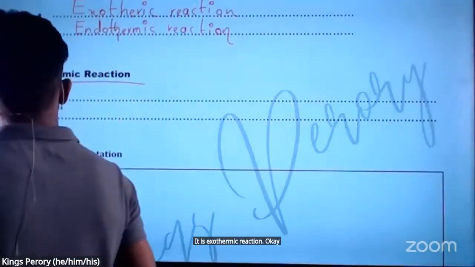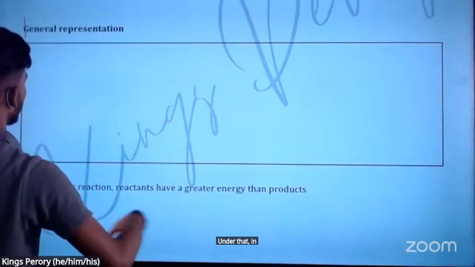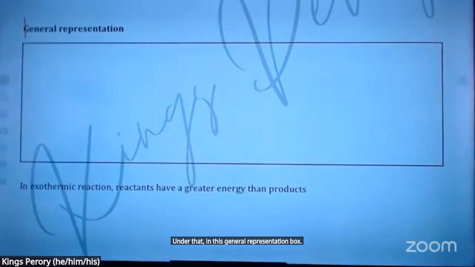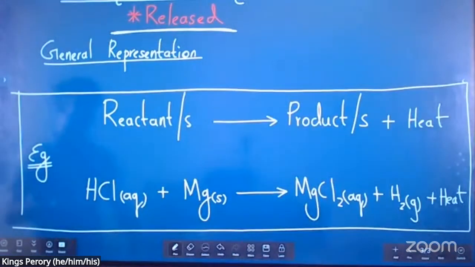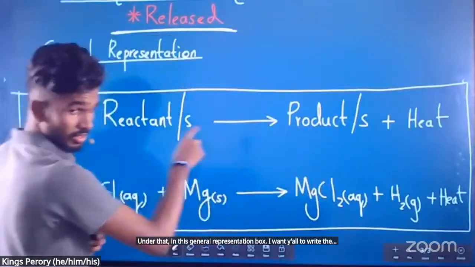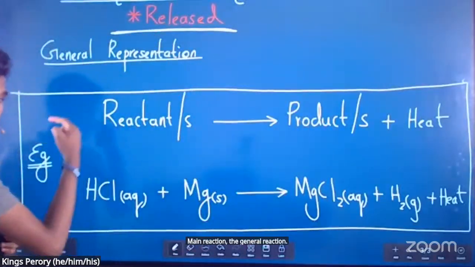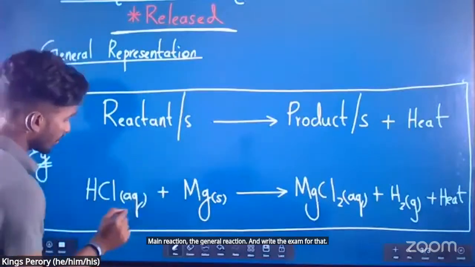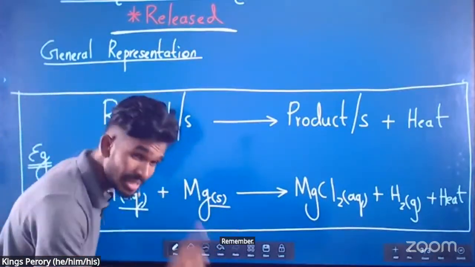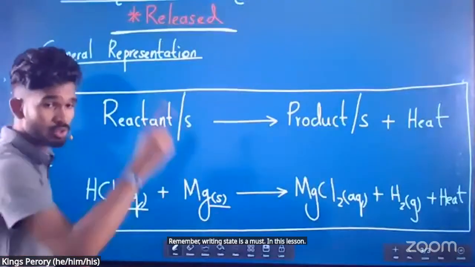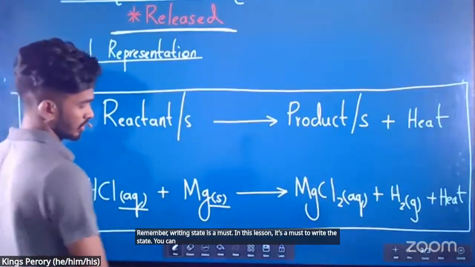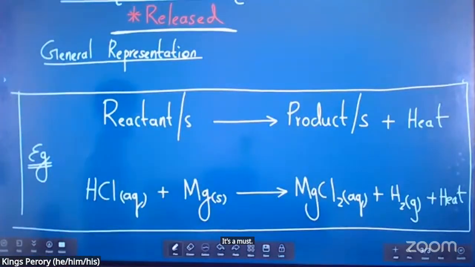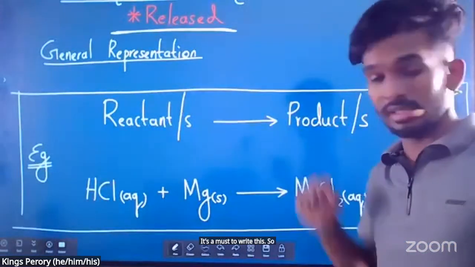Okay? Under that, in this general representation box, I want you all to write the main reaction, the general reaction, and write the example for that. Remember, writing the state is a must. In this lesson, it's a must to write the state. You can't ignore the state. I'll tell why it is a must later. So write this in the box.